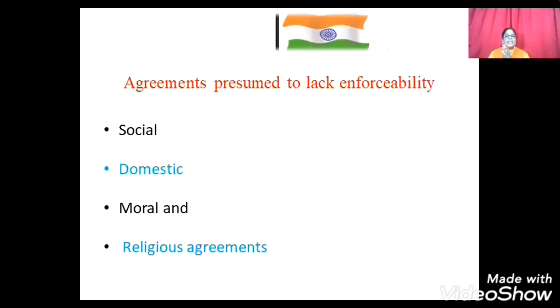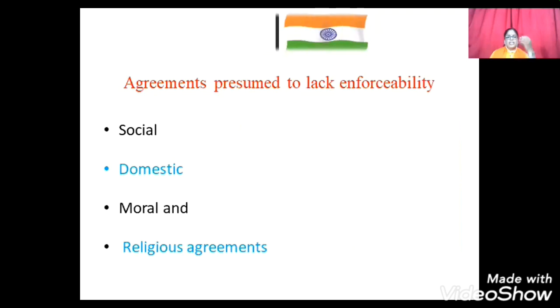Right. Agreements presumed to lack enforceability. Just now I said that there are a few agreements which do not have enforceability, and a few which have enforceability. The social agreement, domestic agreement, moral agreement and religious agreement are the four agreements where enforceability is not possible. We'll be learning about all these things.